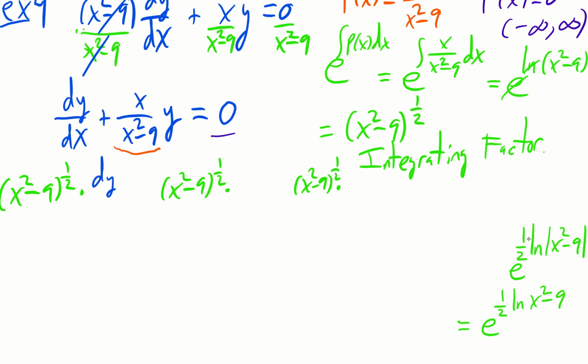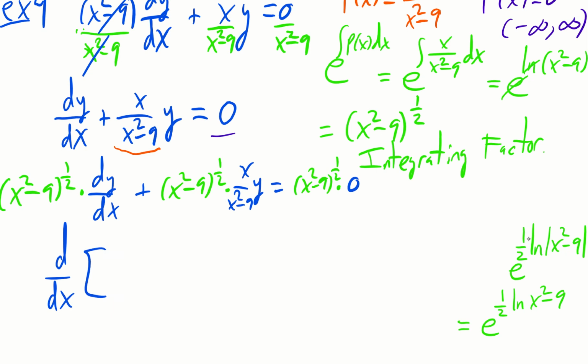We had dy/dx plus x over x squared minus 9 y equals this thing times 0. And we know that that allows us to write the left-hand side as a total derivative, an exact derivative. That is the integrating factor times our solution function y. And on the right-hand side, anything times 0 is simply going to be 0.